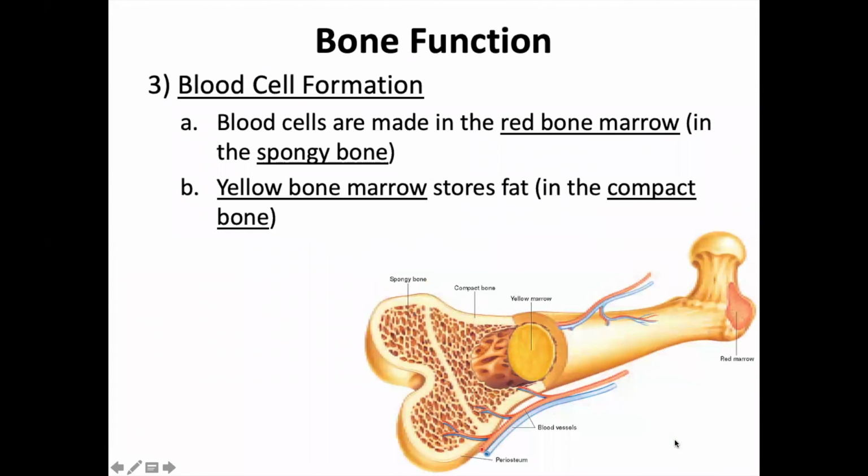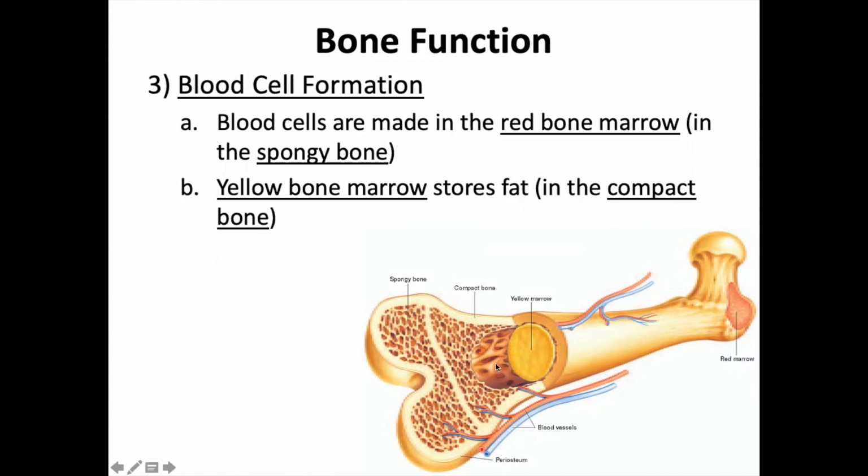Moving on. Blood cell formation. We talked about in the last video that yes, your bones actually do produce blood for you because your blood cannot make it on its own. More specifically, the bone marrow, the red bone marrow in the spongy bone. That is going to make new blood cells for you.